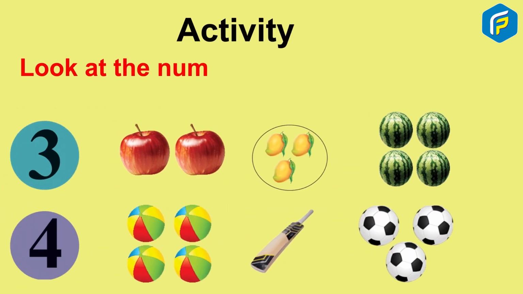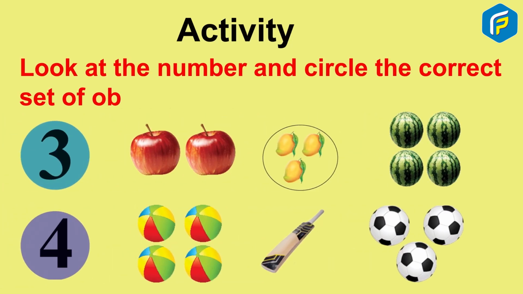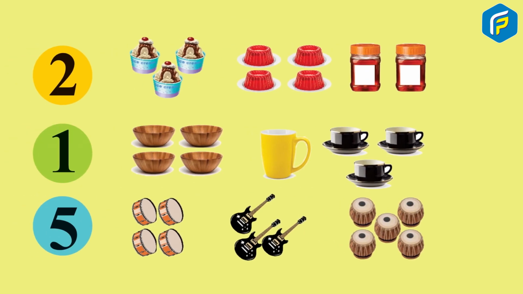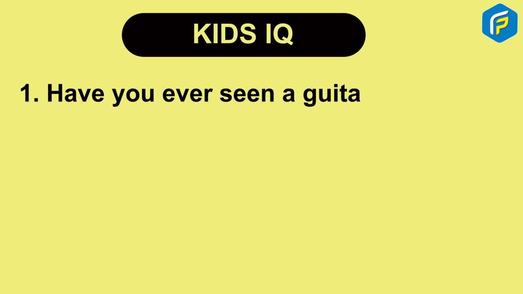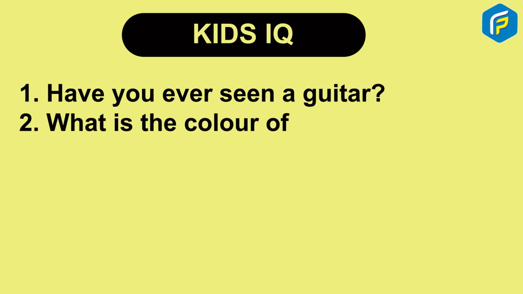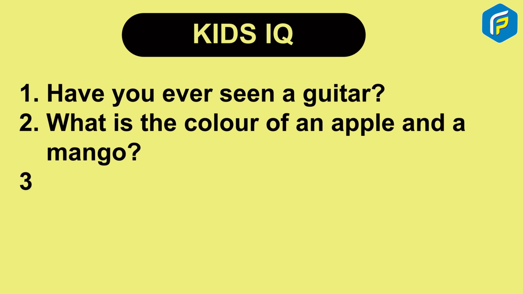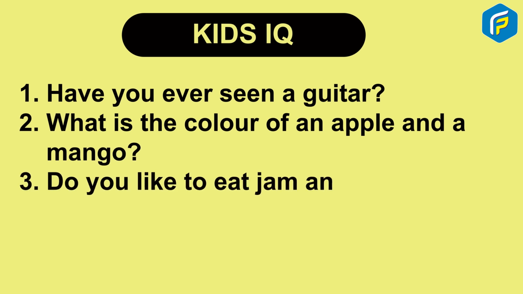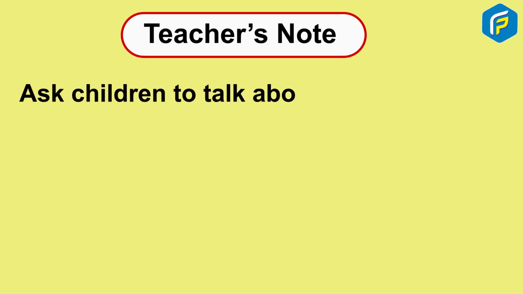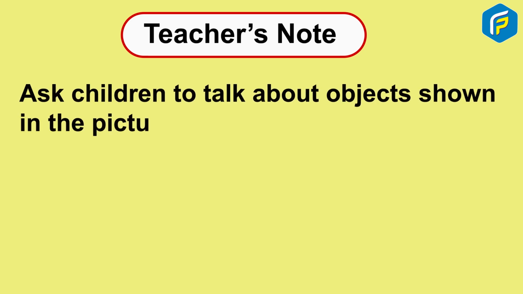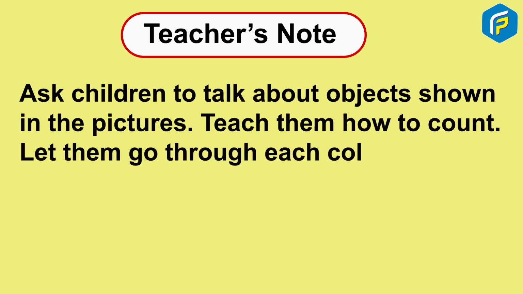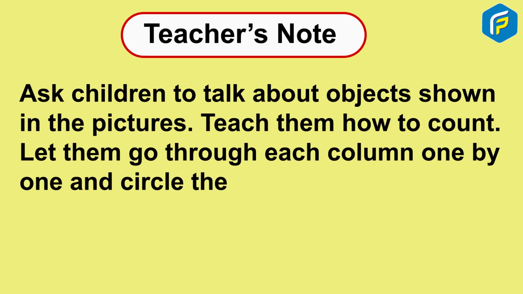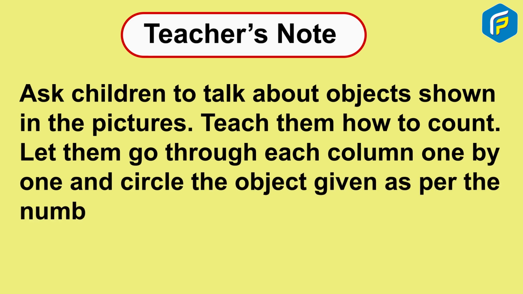Activity. Look at the number and circle the correct set of objects. Kids IQ. 1. Have you ever seen a guitar? 2. What is the color of an apple and a mango? 3. Do you like to eat jam and ice cream? Teachers note. Ask children to talk about objects shown in the pictures. Teach them how to count. Let them go through each column one by one and circle the object given as per the number.